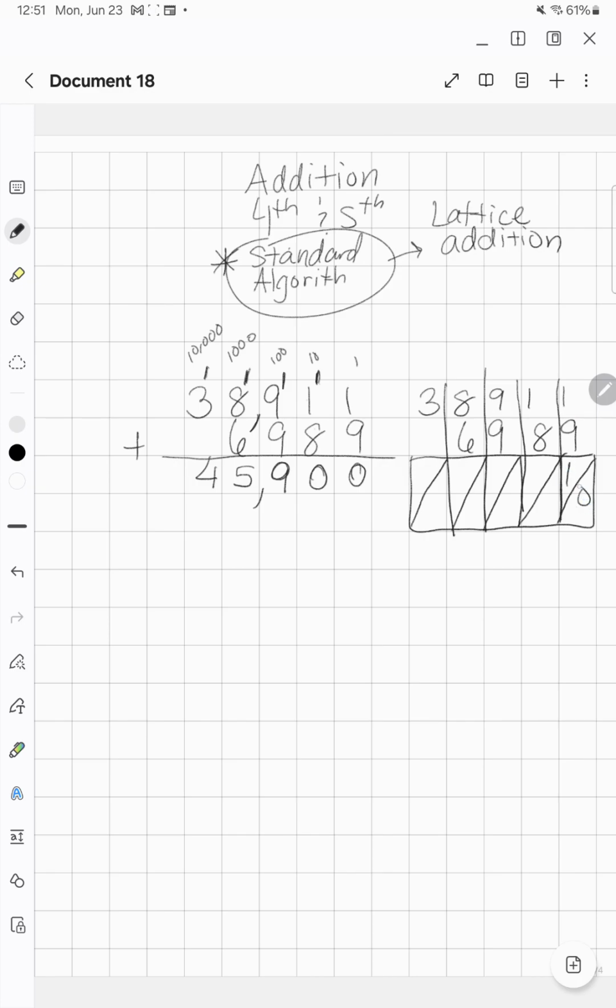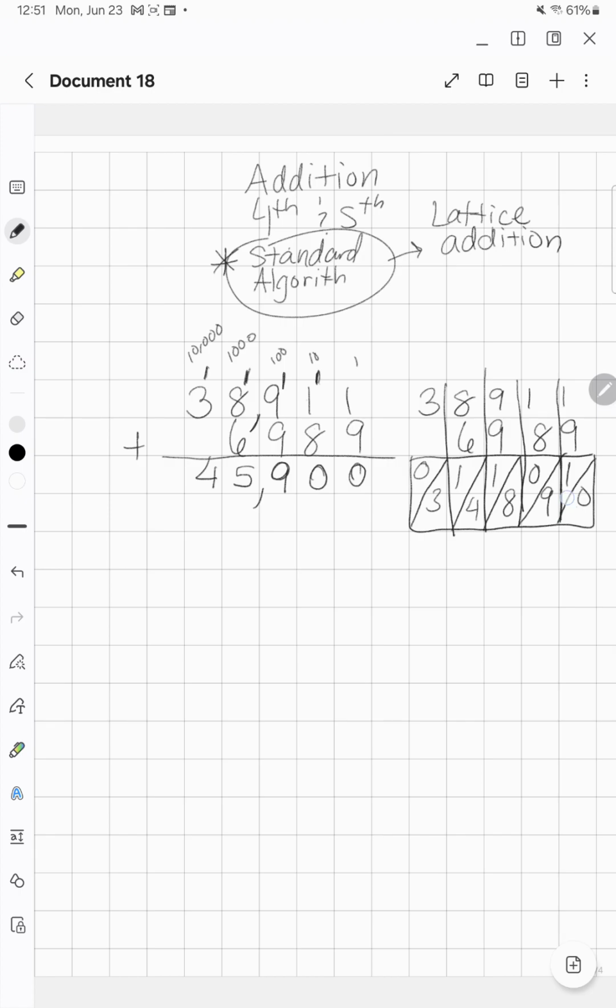1 plus 9 is 10. 1 plus 8 is 9. And I'm going to put 0, 9 because if there's nothing in the tens place, I have to put a 0. And 9 plus 9 is 18. 8 plus 6 is 14. And 3 plus nothing is 3.